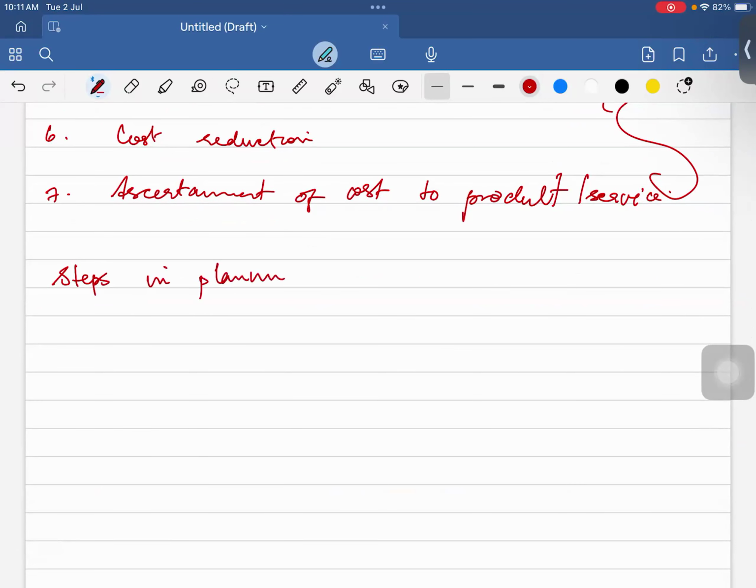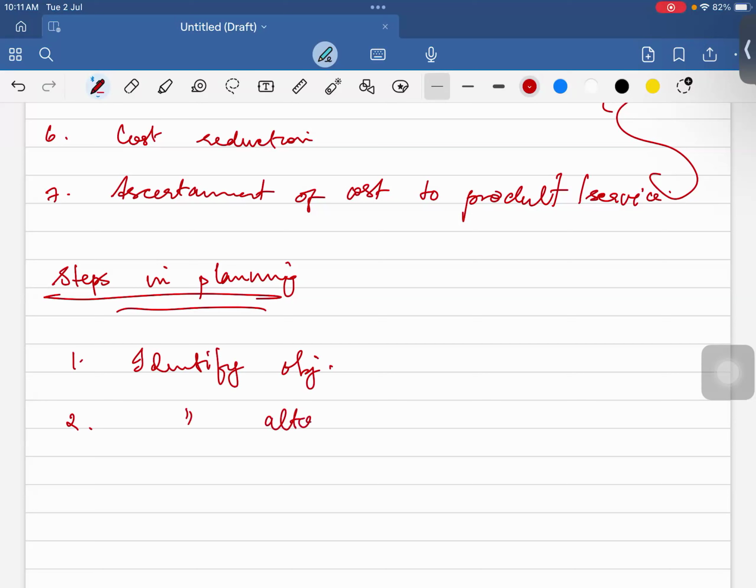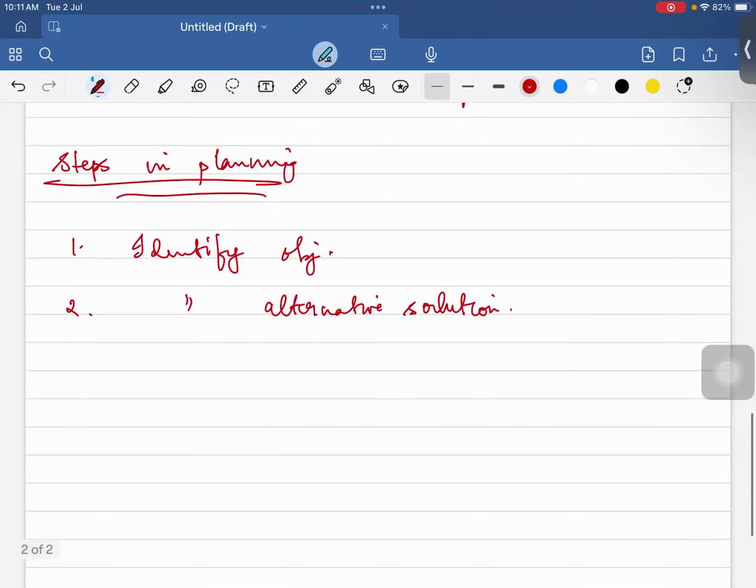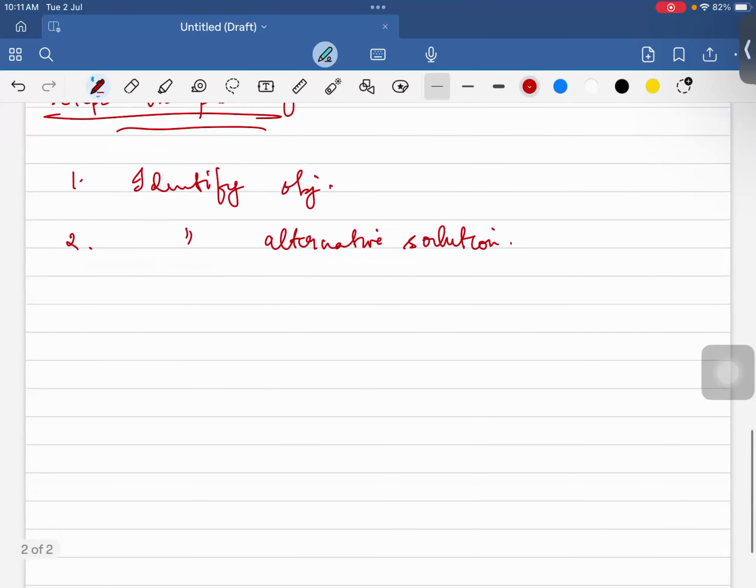The steps in planning are similar to what you studied before in your 11th and 12th, but a bit changes here and there. So first of all, you're going to identify the objective. Second, you're going to identify alternative solutions on achieving that objective. Same thing that we studied in 12th, in the planning chapter, the same steps.